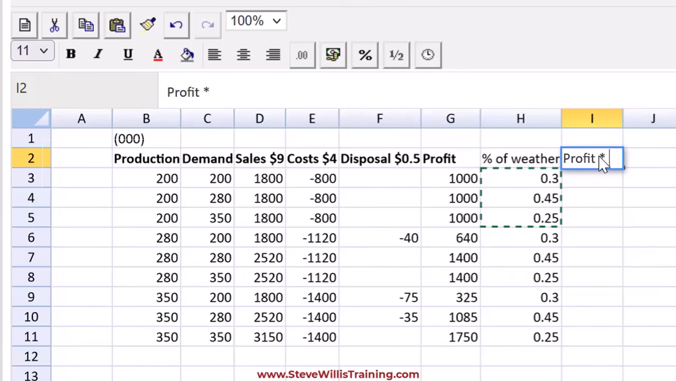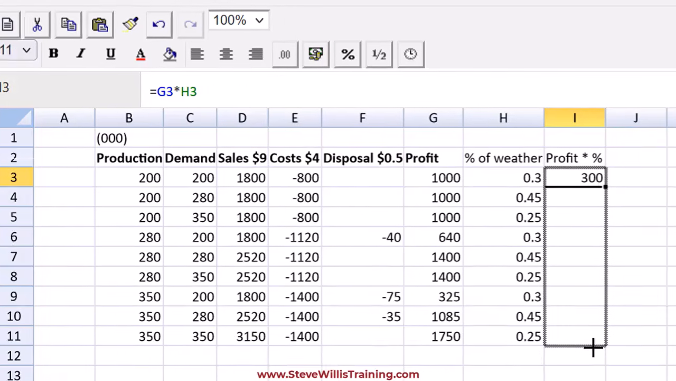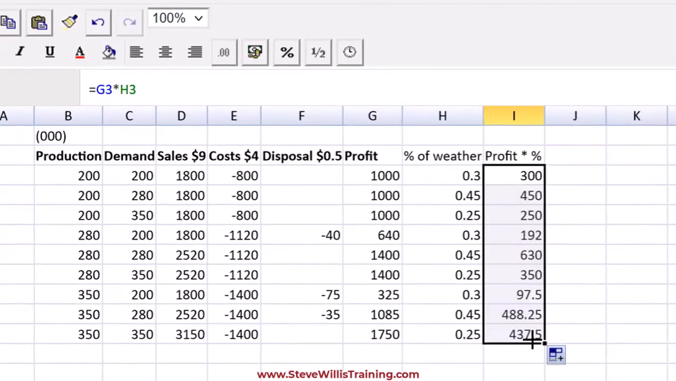multiplied by the probability of each weather state, that would be equal to G times H. That's equal to the G3 profit multiplied by the probability of the bad weather. We're using relative cell addresses, so we can bring all of this down like this. Super cool. And expected value then would be the weighted average, right? The total of the profit times the probability for each product.